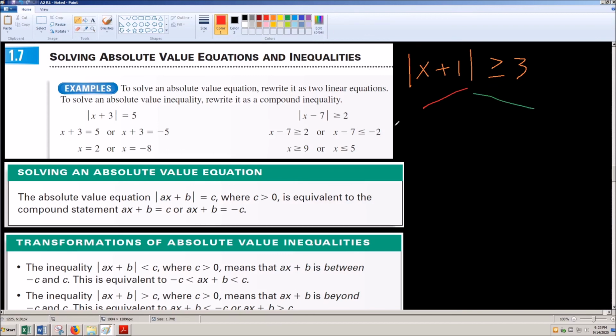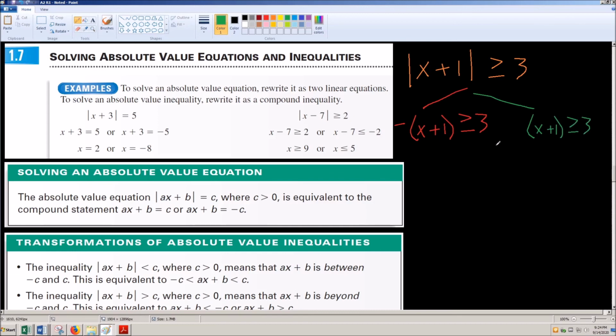In my negative version, I'm going to throw my little negative sign on the outside of whatever's in my absolute value. So here is -(x + 1), and I'm still going to leave the sign the same, as greater than or equal to 3. I'm going to do the same for the green here. It's a positive 1 on the outside, so it should just look like x + 1 greater than or equal to 3.